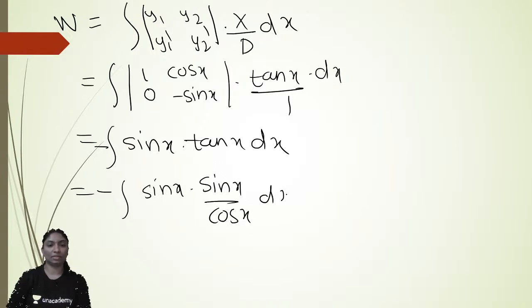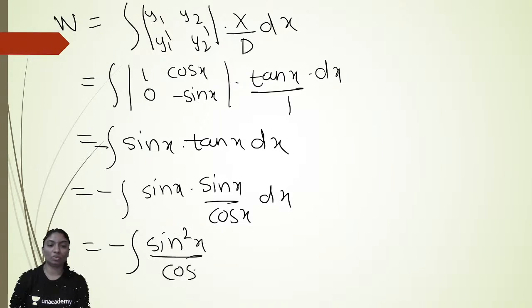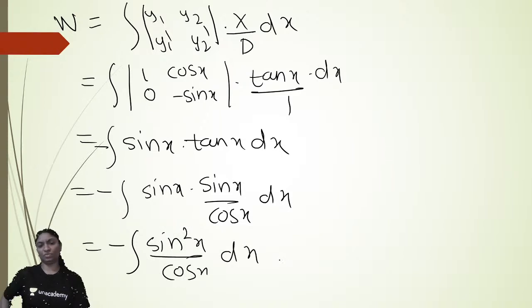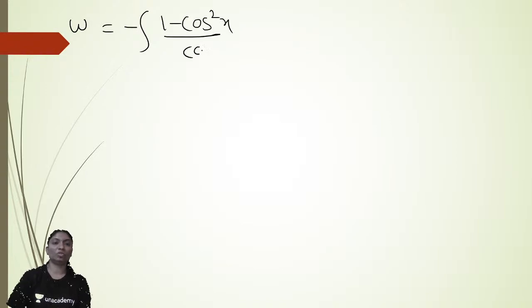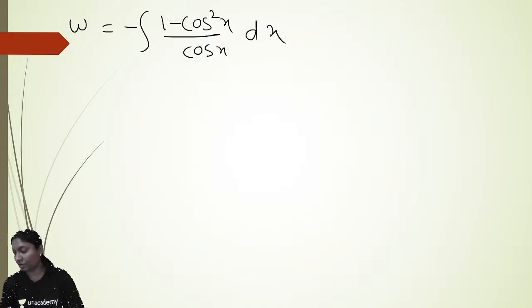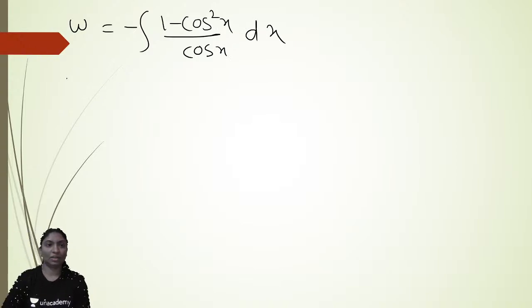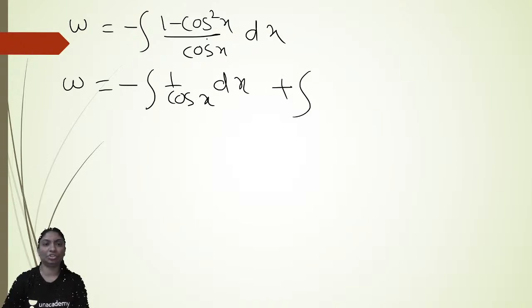cos x dx. Okay. So this becomes minus of integration of sin square x upon cos x dx. So can I write sin square x as 1 minus cos square x? See, w is equal to minus of integration of 1 minus cos square x upon cos x dx. Right? 1 minus cos square x upon cos x dx. So here w is equal to minus of integration of 1 upon cos x dx minus minus plus integration of, now cos square x, this minus I am separating out, minus minus becomes plus, and integration of cos square x upon cos x means integration of cos x dx.